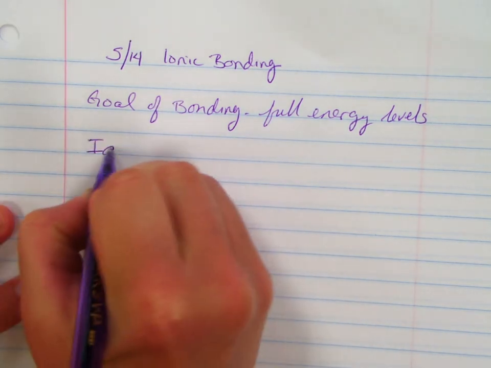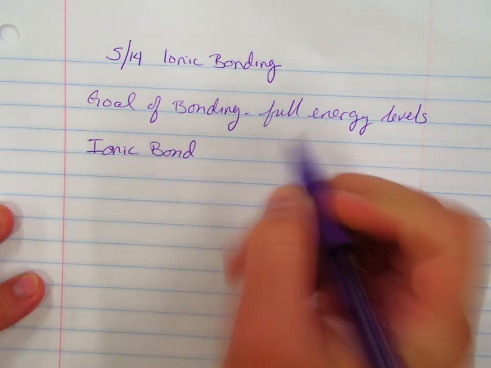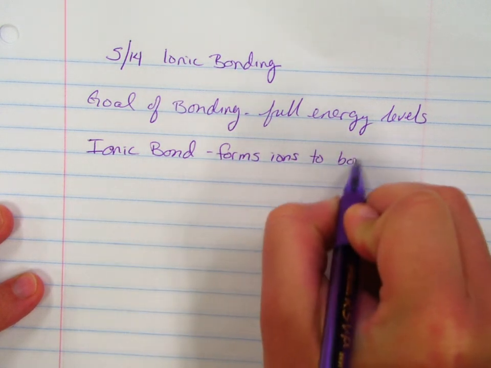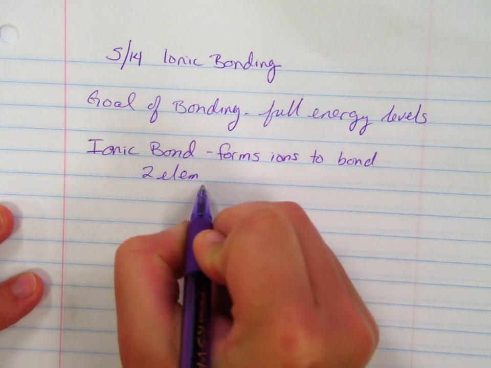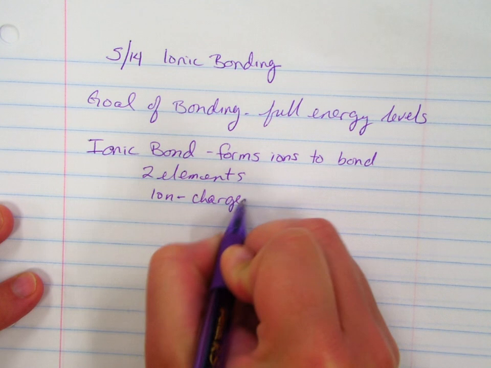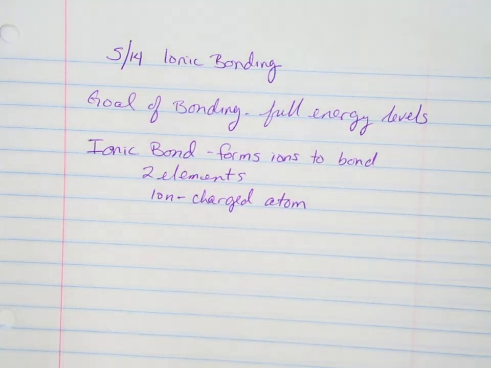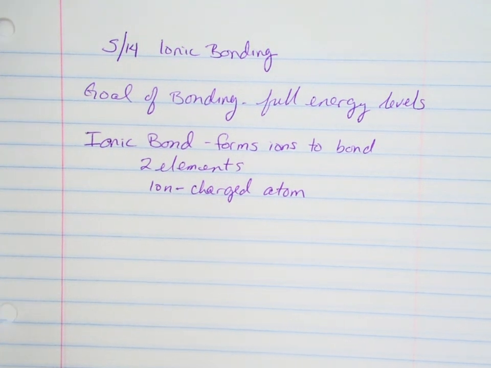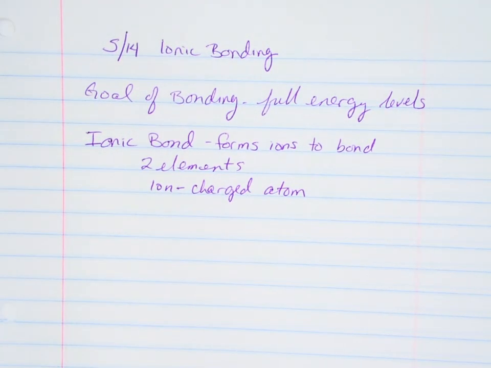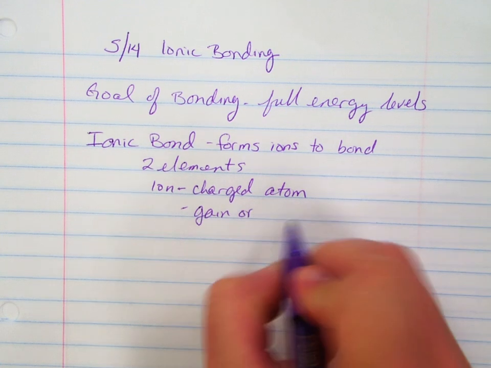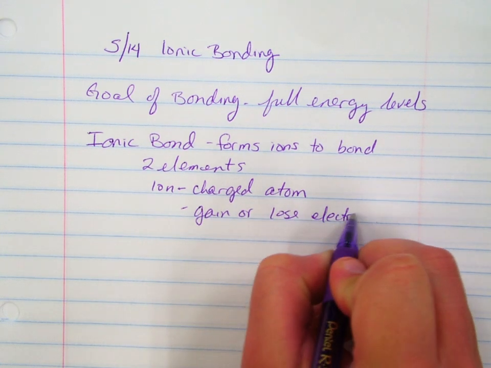So when we're talking about ionic bonds, an ionic bond forms ions to bond two elements. And an ion is simply a charged atom. Particles in the atom that are charged are protons and electrons. Protons are bound up in the nucleus. Protons cannot leave because then the atomic identity would change, but those electrons can move around. So an ion is going to gain or lose electrons, those negatively charged particles.